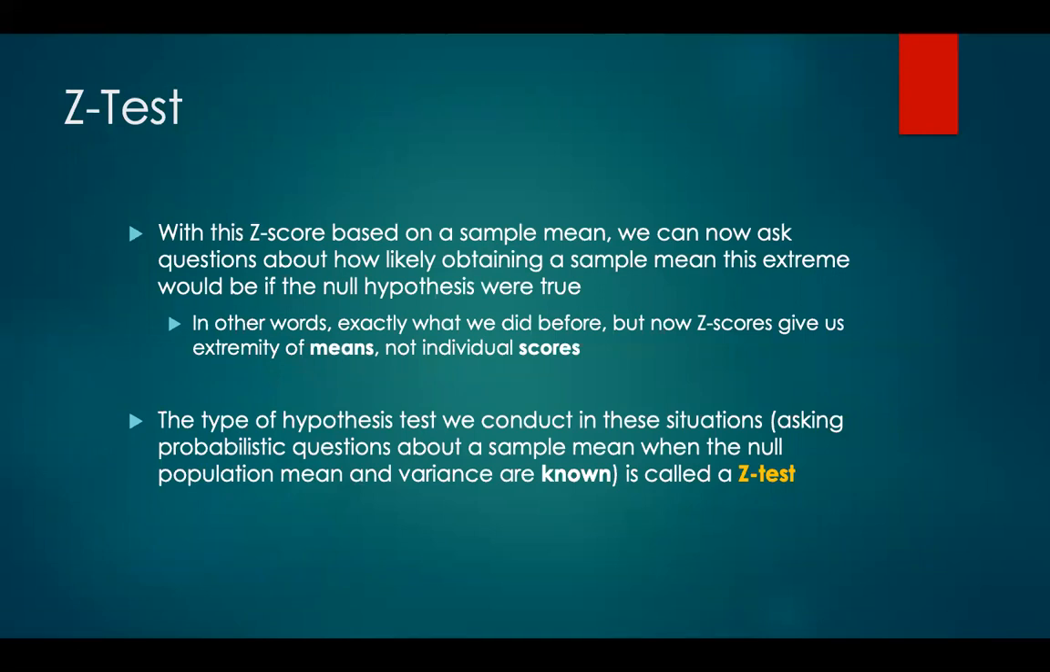Now, with the z-score based on a sample mean, we can now ask questions about how likely obtaining a sample mean this extreme would be if the null hypothesis were true. In other words, exactly what we did before, but now z-scores give us extremity of means, not individual scores. This type of hypothesis test, asking probabilistic questions about a sample mean when the null population mean and variance are known, is called a z-test.